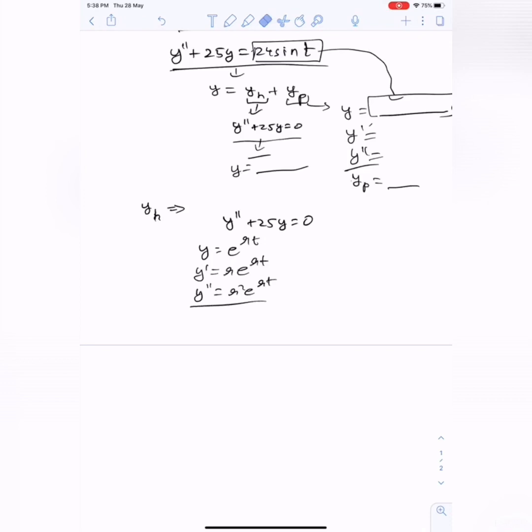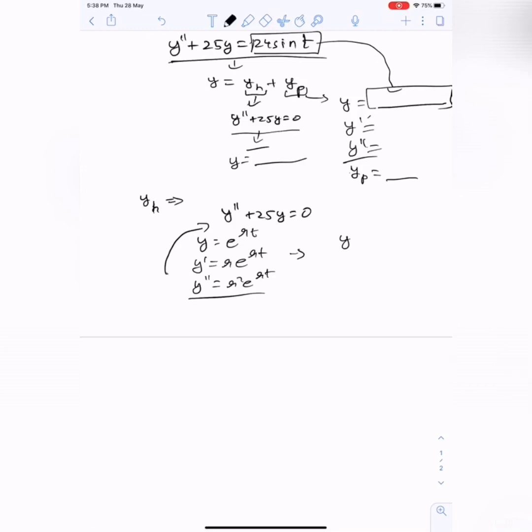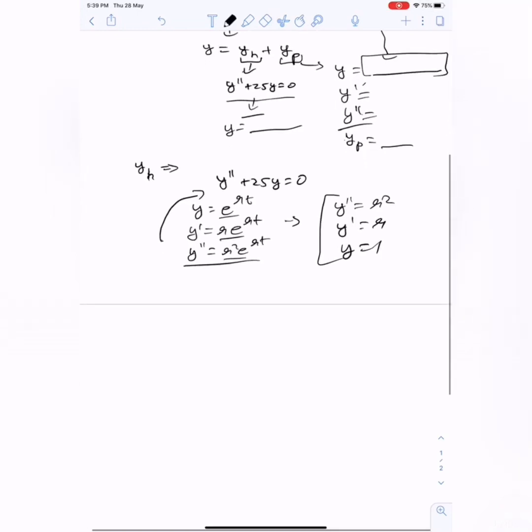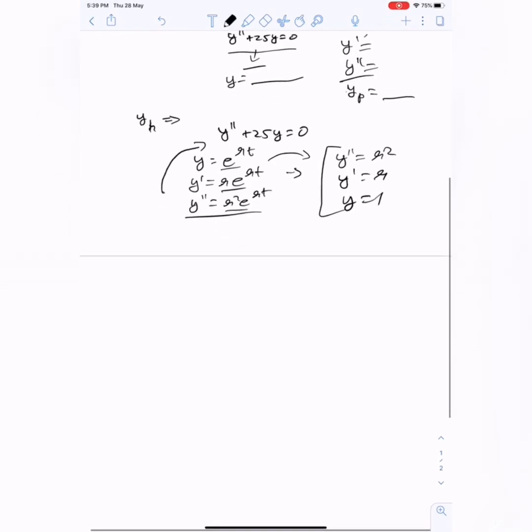And we just substitute this back into our equation, and then we'll get our characteristic equation. Or instead, you can just substitute r square instead of y double dash, r instead of y dash, and 1 instead of y. This is basically a simplification of all of this. If you substitute these values, you will get e to the power rt common, and it would get cancelled with the 0. If you substitute this or this, it's basically the same thing.